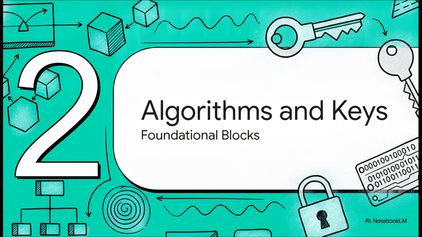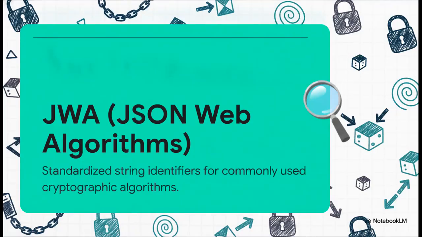Section 2, Algorithms and Keys, foundational blocks. Well, before we can even think about securing a message, we have to solve 2 very distinct problems: identifying the specific math being used and formatting the cryptographic keys. Let's tackle the math first. Imagine receiving an encrypted message over the wire. How does your system actually know which algorithm secured it? The source details that JWA, or JSON Web Algorithms, solves this simply by providing standardized string identifiers for cryptographic algorithms.